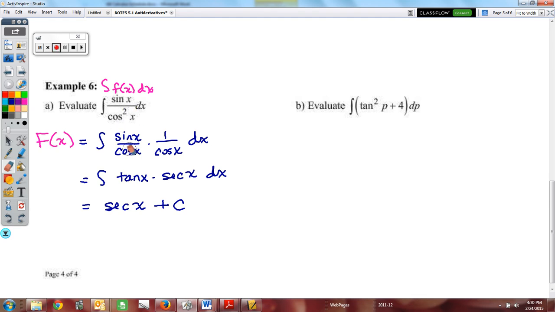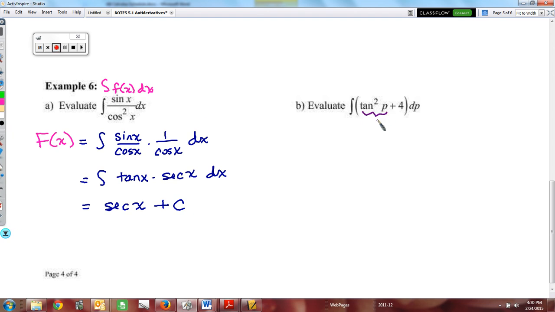Here I used a quotient and a reciprocal identity. So over here, it's a squared tangent. Maybe I can use a Pythagorean identity. Remember your Pythagorean identity? Sine squared p plus cosine squared p is equal to 1. And then if we divide everything by cosine squared, this would be tangent squared p plus 1 equals secant squared p.